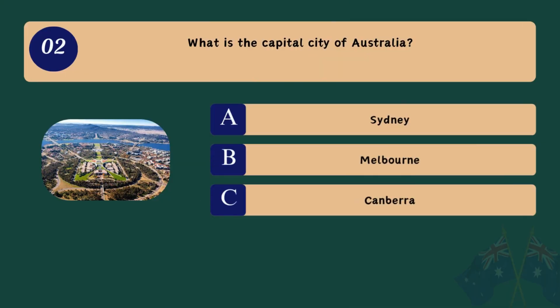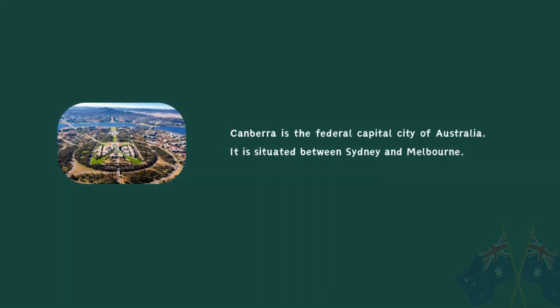Question 2. What is the capital city of Australia? A. Sydney, B. Melbourne, C. Canberra. Correct answer C. Canberra. Canberra is the federal capital city of Australia. It is situated between Sydney and Melbourne.